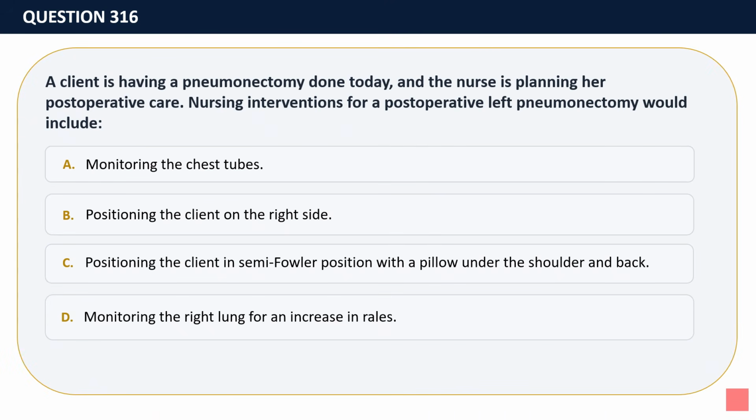Question 316. A client is having a pneumonectomy done today, and the nurse is planning her postoperative care. Nursing interventions for a postoperative left pneumonectomy would include: A. Monitoring the chest tubes. B. Positioning the client on the right side. C. Positioning the client in semi-Fowler position with a pillow under the shoulder and back. D. Monitoring the right lung for an increase in RELs.